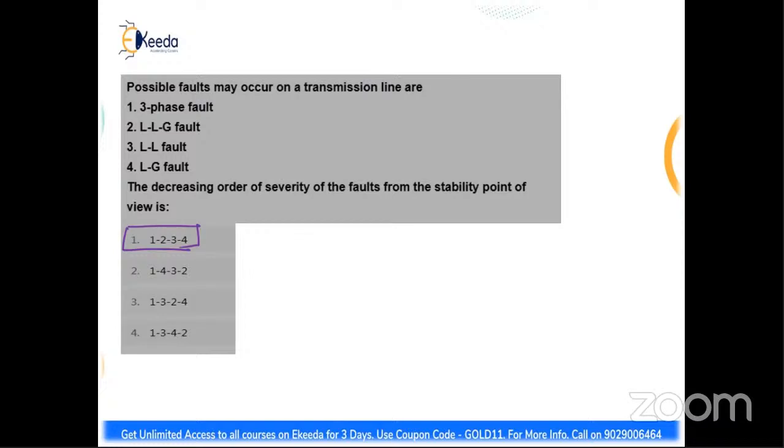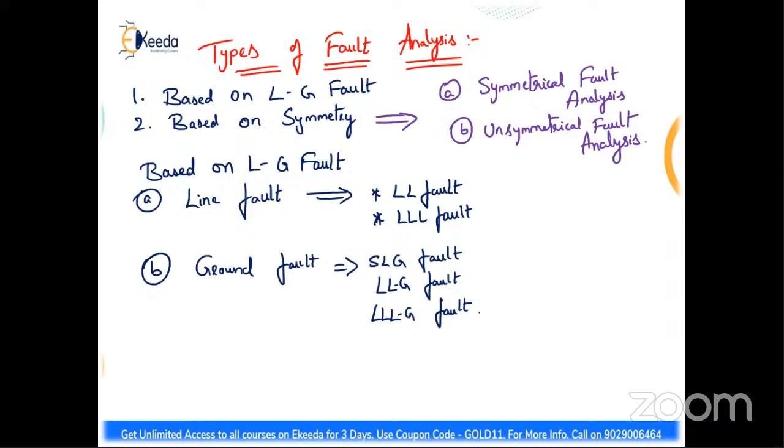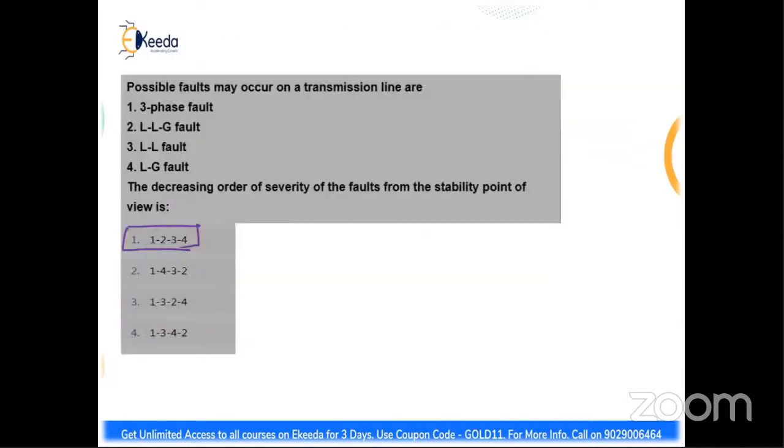Why? Because there are different types of faults in the power system, which we have studied here: line to ground fault, line to line fault, line to line ground fault, and three-phase fault. So, for example, it is called as what?